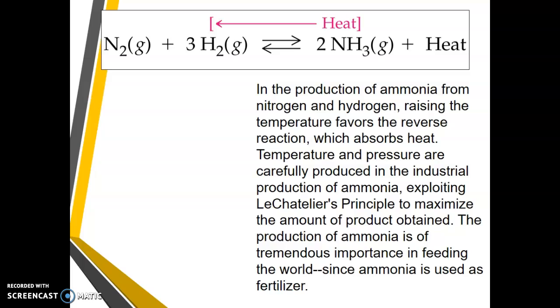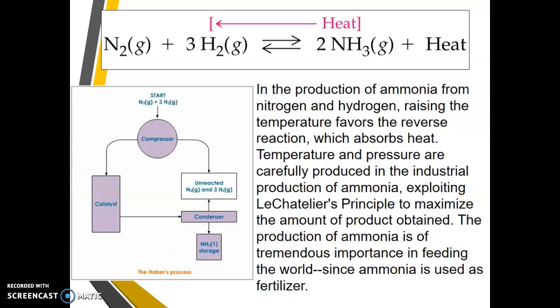So in the production of ammonia from nitrogen and hydrogen, raising the temperature favors the reverse reaction, which absorbs heat. Temperature and pressure are carefully controlled in the industrial production of ammonia, which exploits Le Chatelier's principle to maximize the amount of product obtained. The production of ammonia is of tremendous importance in feeding the world, since ammonia is used in fertilizer.